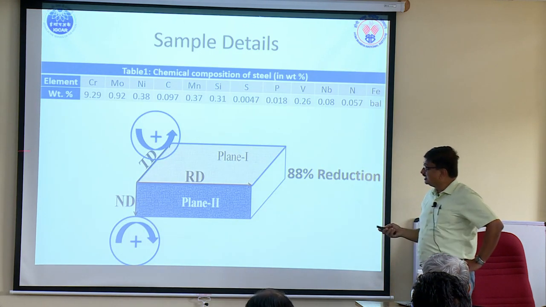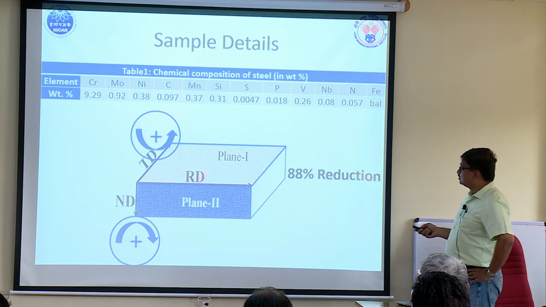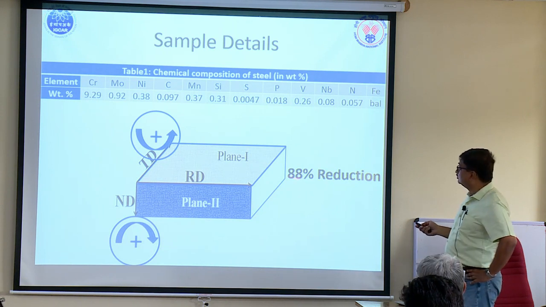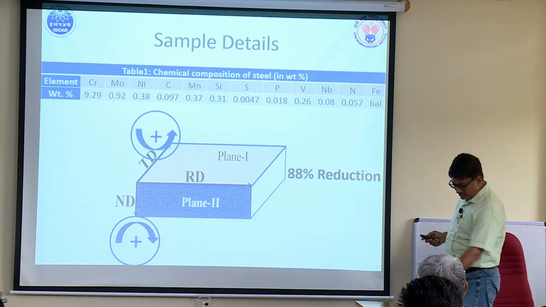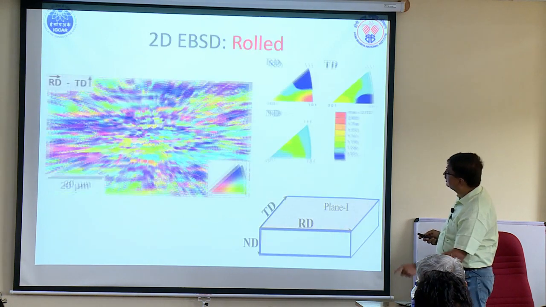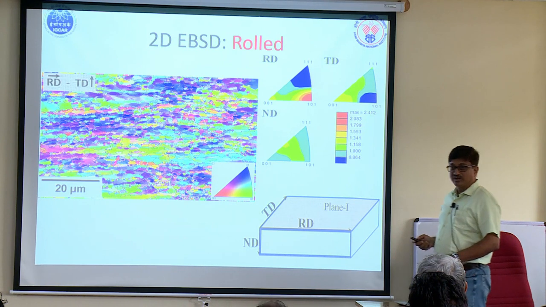What we are doing here is rolling it. So we have two planes. One is the RD-TD, we call it plane 1, and then the RD-ND, we call plane 2. We heavily roll it down to some 88% and so on. Let's see what happens. So this is what is there. Look at the EBSD microstructure.